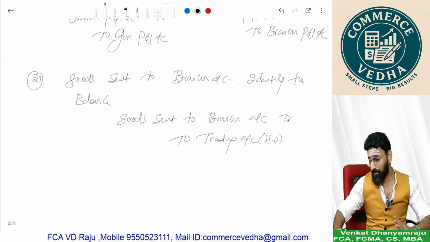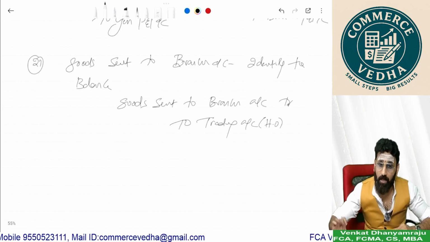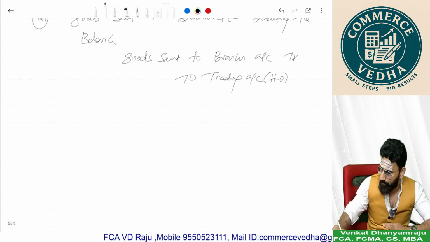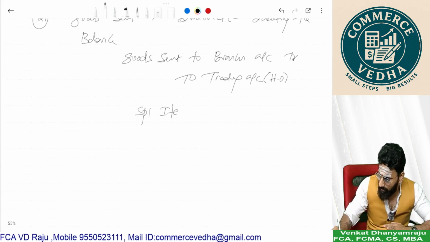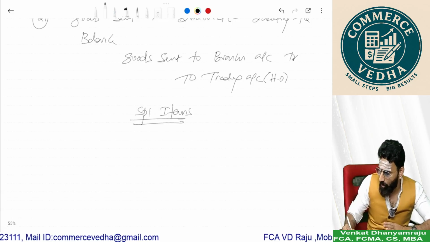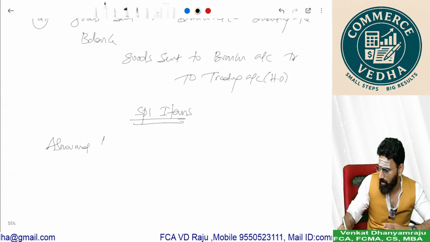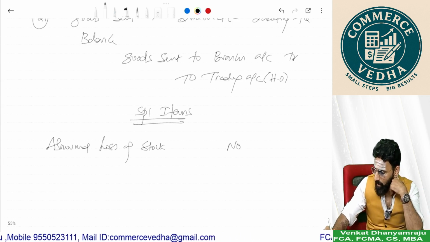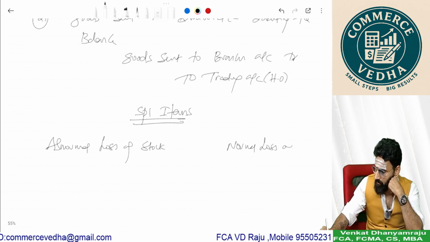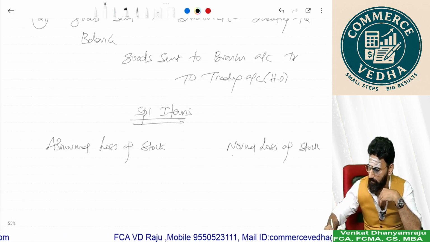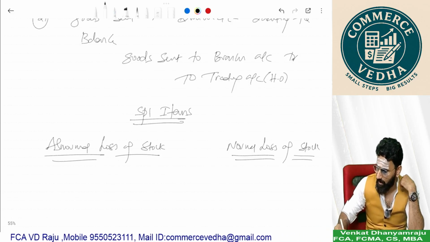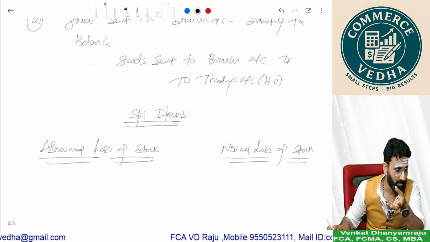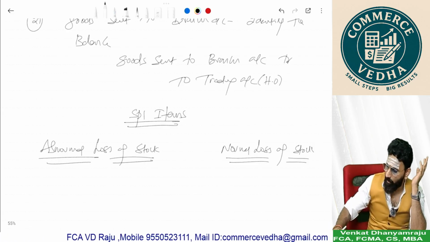However, in some cases, before closing the adjustment, before closing the P&L, there will be some special transactions. Example, special items. Say abnormal loss of stock or normal loss of stock. It means in the stock, the closing balance should be 100, but it's only 90. So 10 is loss. If it is abnormal loss, what should we do?